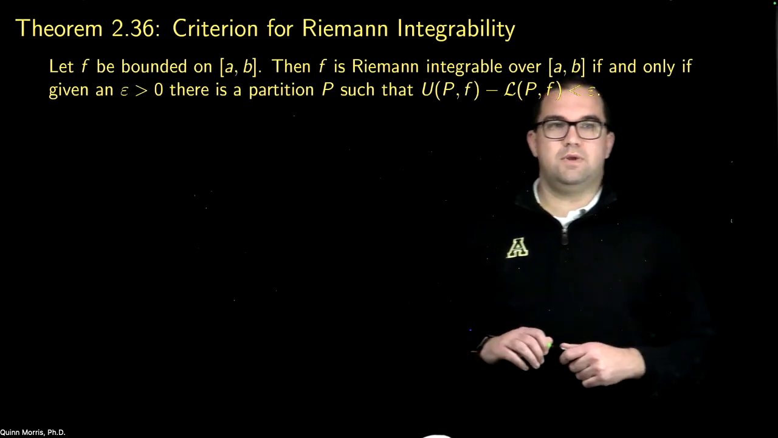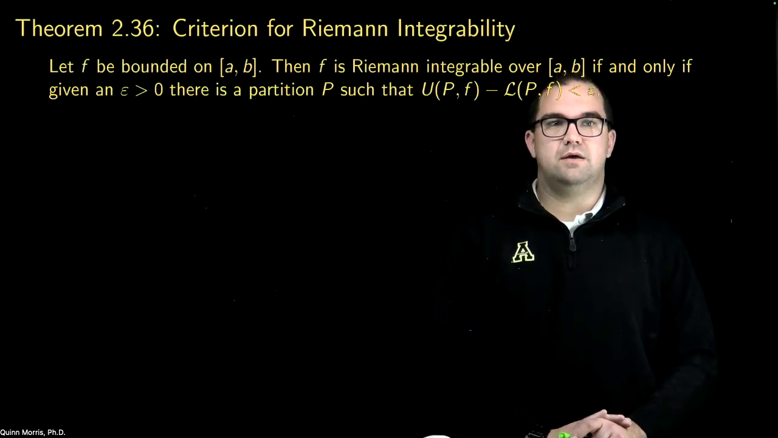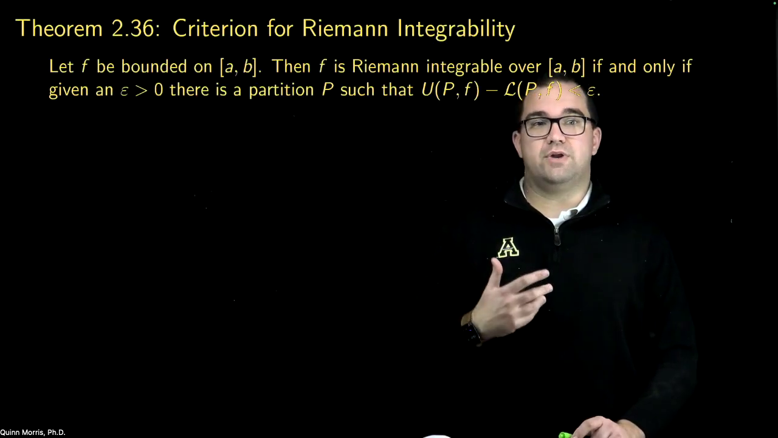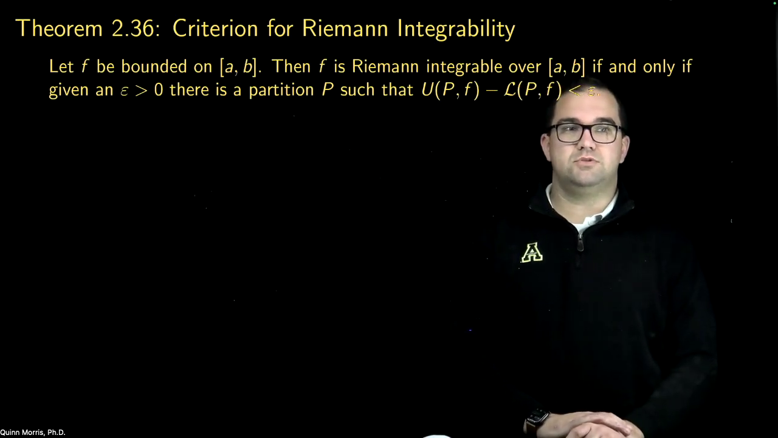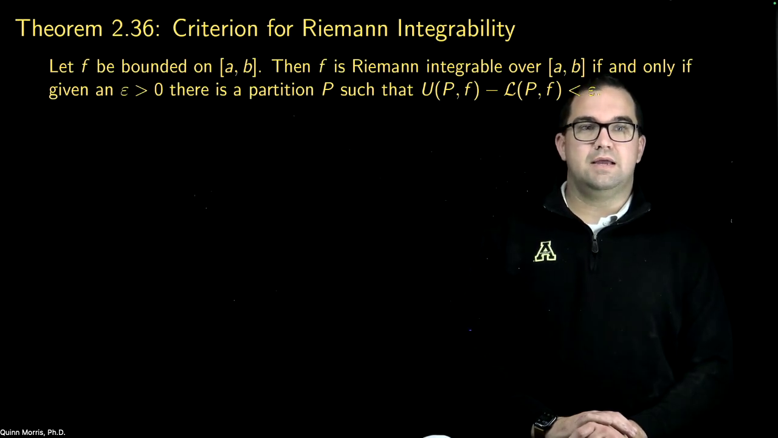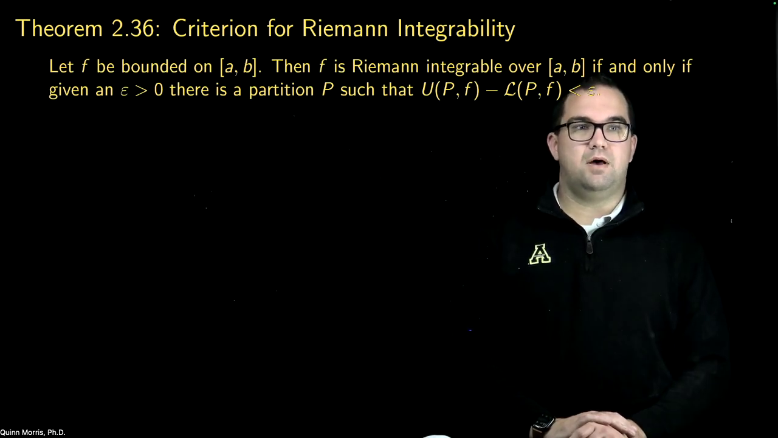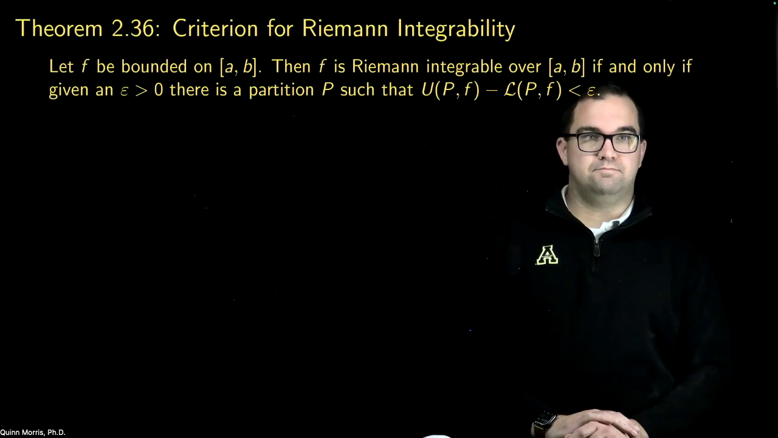The first result that we want to prove is theorem 2.36 in the book, which you can think of as an alternate criteria for Riemann integrability. So the theorem says let f be bounded on the closed interval AB. Then f is Riemann integrable over AB if and only if, given an epsilon greater than 0, there is a partition P such that the upper Darboux sum of f over P minus the lower Darboux sum of f over P is less than epsilon.